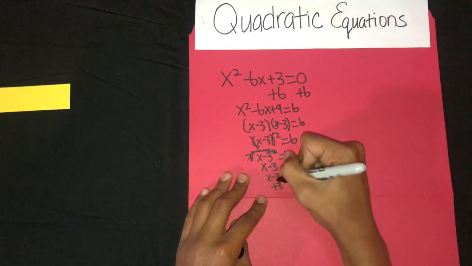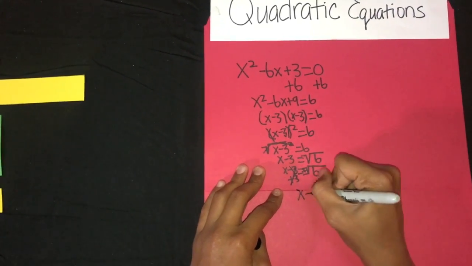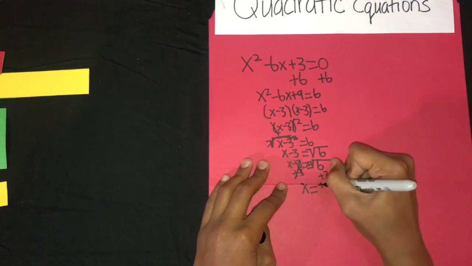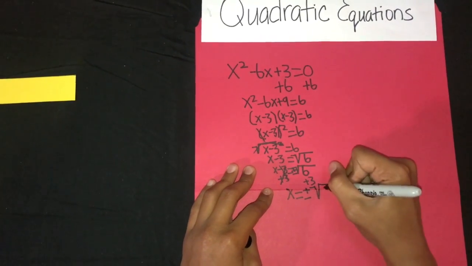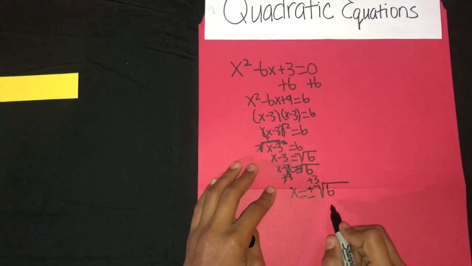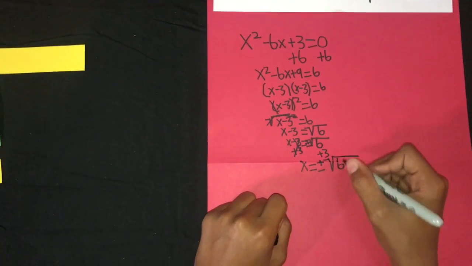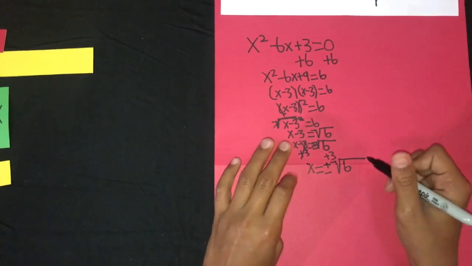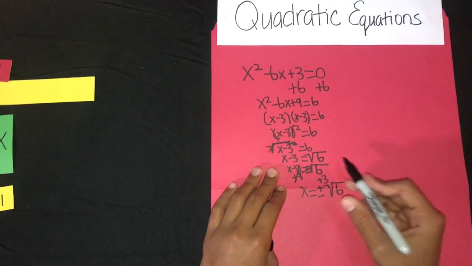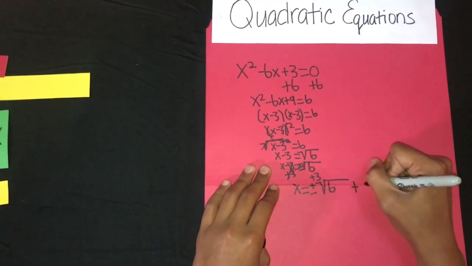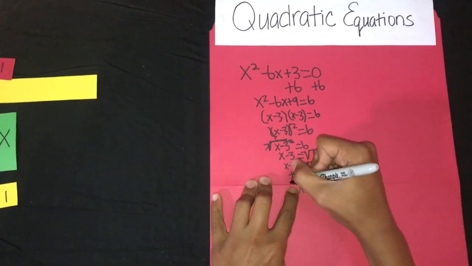Now we can cancel this out and write x equals plus or minus the radical of 6. And you cannot add the 3 to the 6. You can't just add it to 9, okay? Since the 3 does not have a radical sign over it like the 6 does, you're going to want to place it outside of the 6 or the radical sign. So now you guys see, this will be our answer.